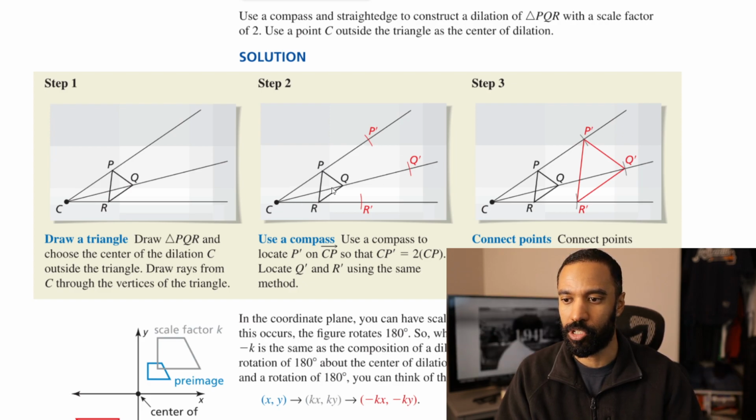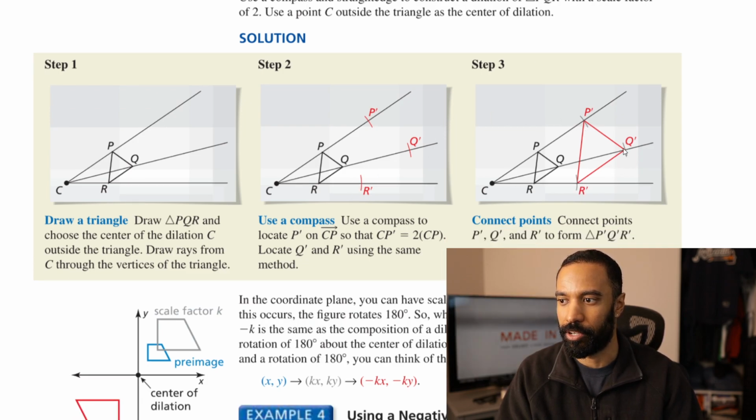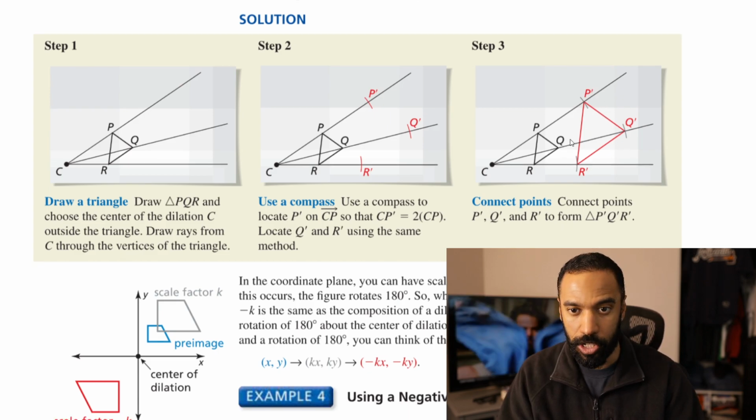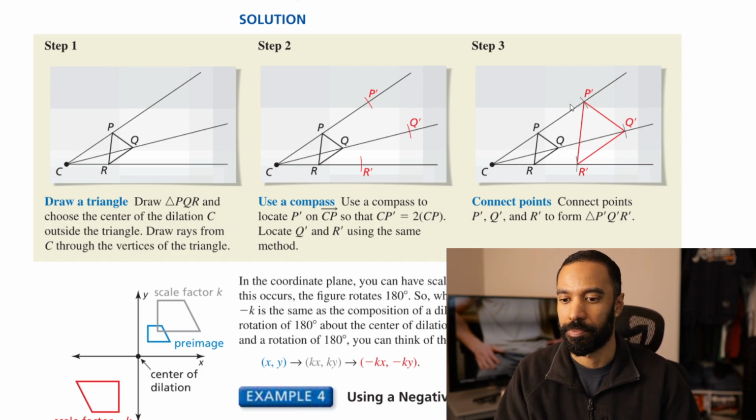And Q to Q prime, change your compass width there, and R to R prime, change your compass width there. And then you connect these dots. Connect these dots at where the arc intersects with the line that it crosses through, and there's the new dilation and enlargement, twice as big, twice as far away, and there it is.